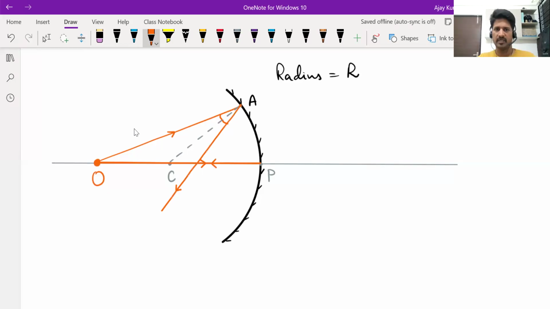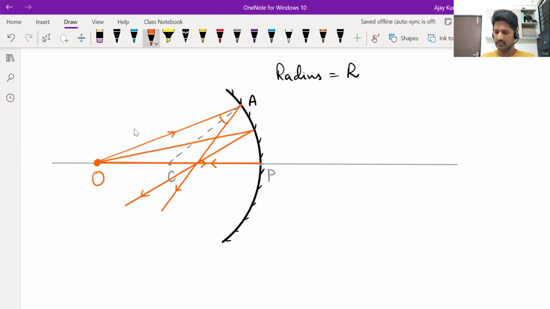It gets reflected straight back. Another incident ray from O to A gets reflected this way. In between these two, or on the lower side of the mirror also, you can draw any number of incident rays you want. You will get a lot of reflected rays also. Infinite incident rays and infinite reflected rays will be there. But if two reflected rays meet somewhere, the other reflected rays also will meet at the same point itself. Suppose this is another incident ray. The reflected ray from there will also pass through this point.